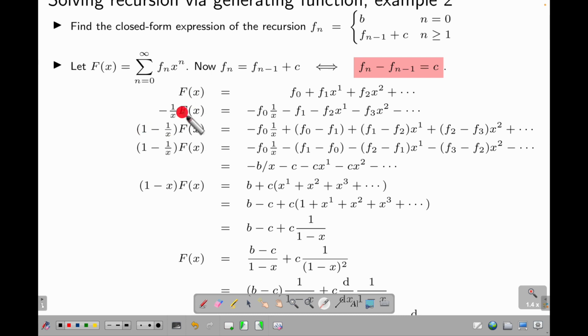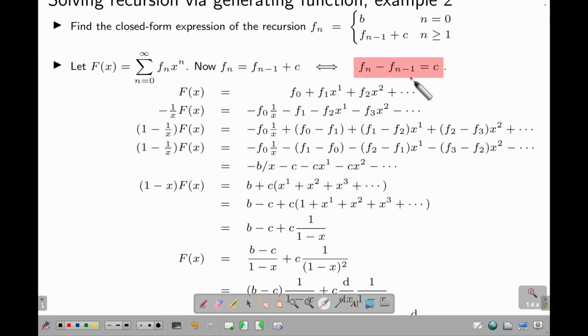Now I'm going to add these two: 1 minus 1 over x, bracket f(x), and I add the rest vertically. The constant term is f0 minus f1. The power 1 term is f1 minus f2. The power 2 term is f2 minus f3. But notice that in the red box, I have n minus 1. If you look at the bracket, it is n minus 1 minus n. So I have to flip it, so I flip the bracket signs.